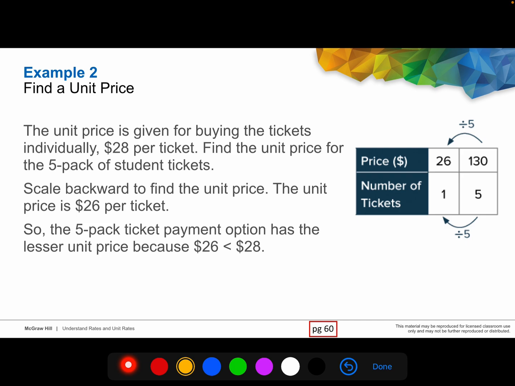How do we do that? We have to scale back because we know the price for 5. We want to find out the price for 1. So make your equivalent ratio table. You have 130 for 5. So you divide both entries by 5 to give you the unit rate or the unit price. In this case, it's 130 divided by 5, which is $26. So you can see that the individual ticket costs you 25, whereas when you buy a pack of 5, it's 26. If you're going to use all 5, then buying the 5-pack makes sense because that has a lesser unit price.